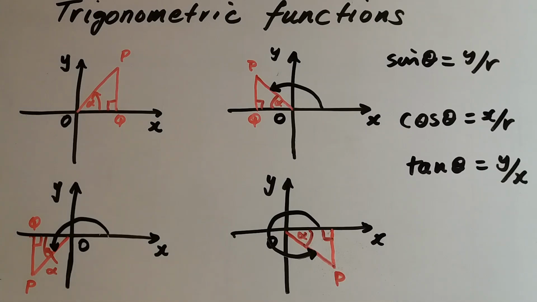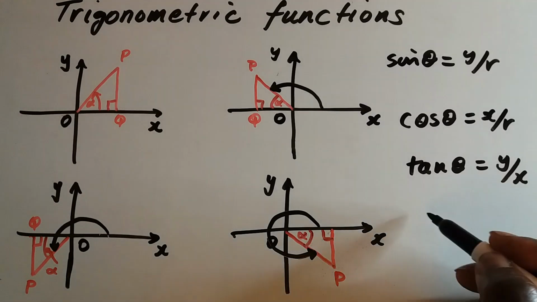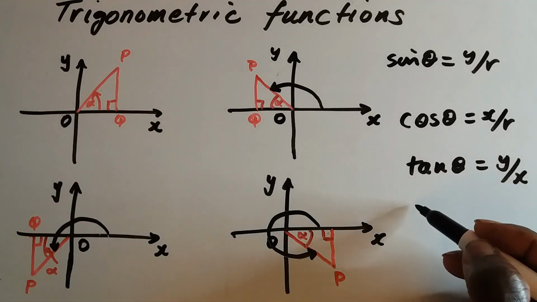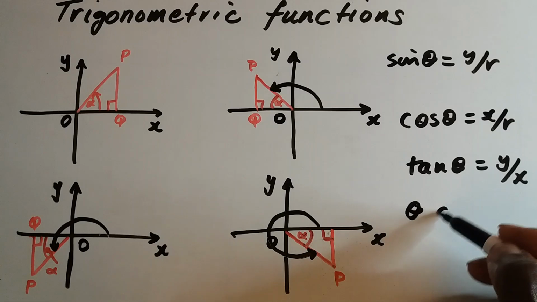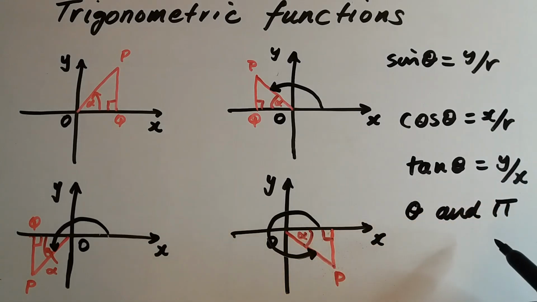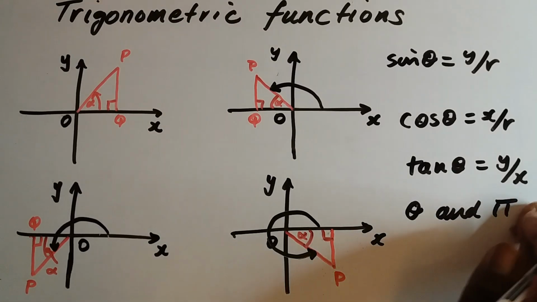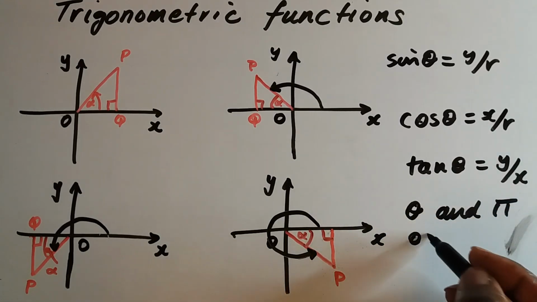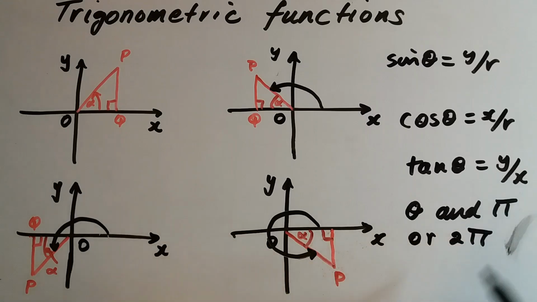And the value of alpha for a specified value of theta is the difference between theta and pi, or 2 pi. And where necessary for larger angles, multiples of 2 pi.